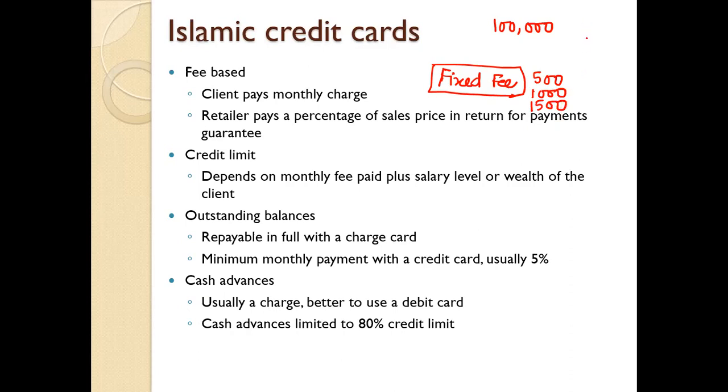But you see that if you do not use anything, say you have used zero, in that case you are still liable to pay this amount to the Islamic bank if it is an Islamic credit card. And now, for example, say you have used 40,000 of your credit limit in a particular month.